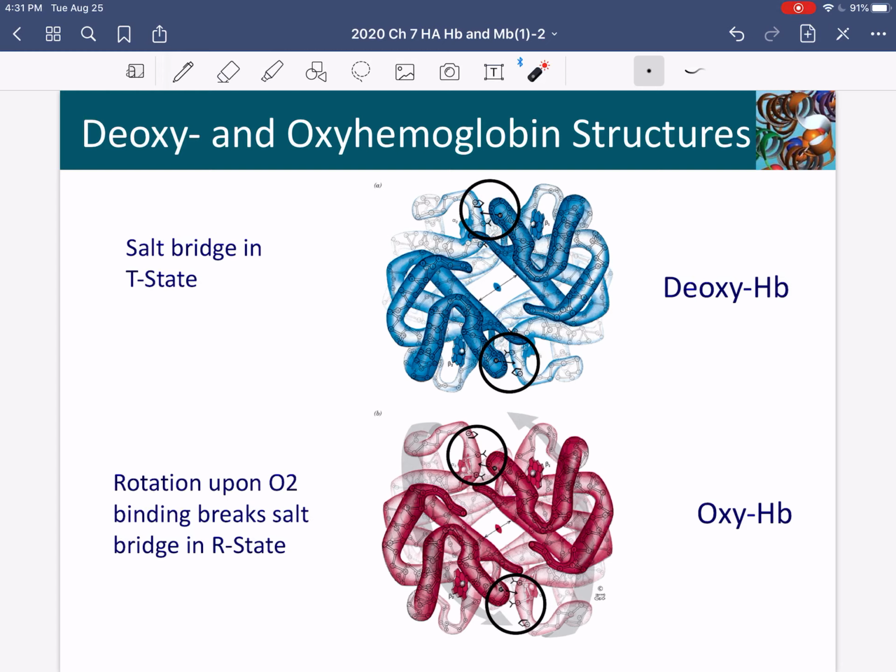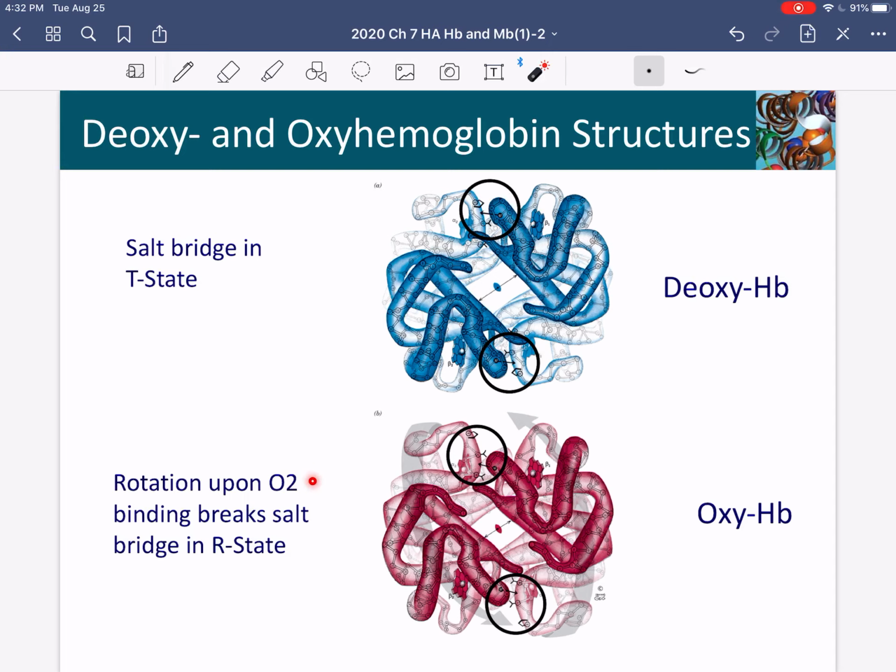When oxygen binds, it not only twists the 2 monomers on this side with respect to the 2 monomers on this side, but it also breaks an important non-covalent bond. So there's a non-covalent ionic interaction present within this circle, as well as a good packing interaction. And that good packing interaction and salt bridge, which is another term for ionic interaction, is broken when you twist the hemoglobin when you go from the deoxy to the oxy state.